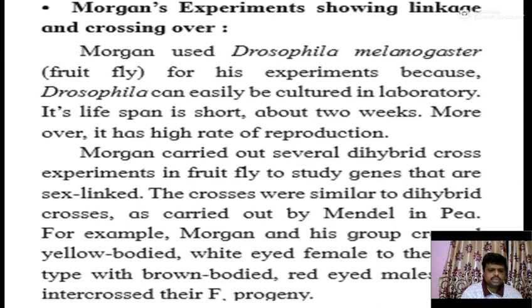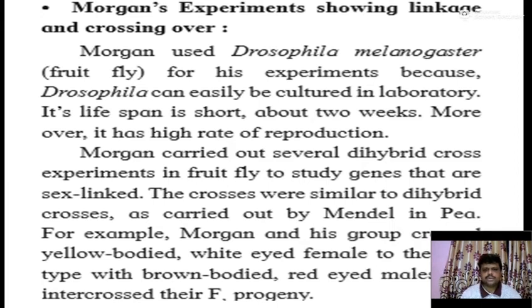Morgan carried out a dihybrid cross in Drosophila to study sex-linked inheritance. Morgan crossed a yellow-bodied, white-eyed female to a wild type, that is brown-bodied, red-eyed male, and intercrossed their F1 progeny. He found deviation from Mendel's ratio, that is 9:3:3:1. So Morgan and his co-workers found those genes are strongly linked. They show very few recombinations.